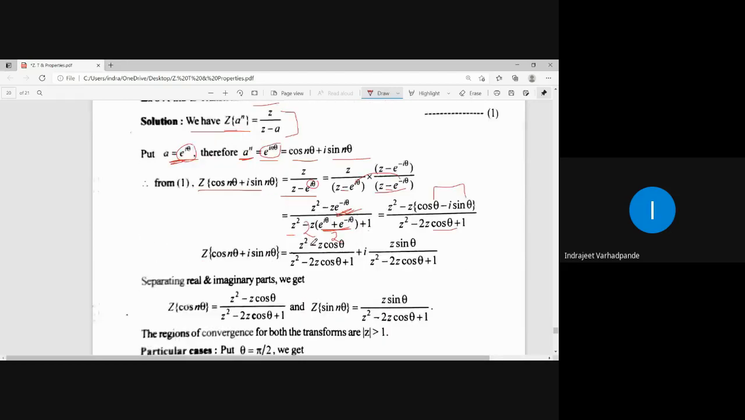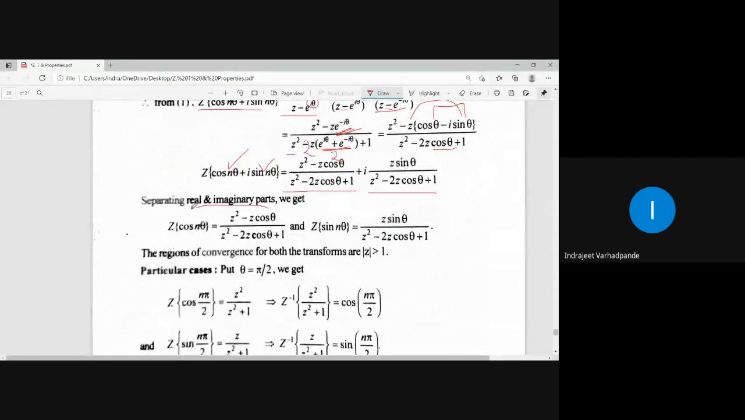So what it will be giving you? z square minus z cos theta upon z square minus 2z cos theta plus 1, plus i times, open the bracket, z into sin theta upon z square minus 2z cos theta plus 1. Separate real part and imaginary part. Separating real and imaginary part, Z of cos n theta is z square minus z cos theta upon z square minus 2z cos theta plus 1.